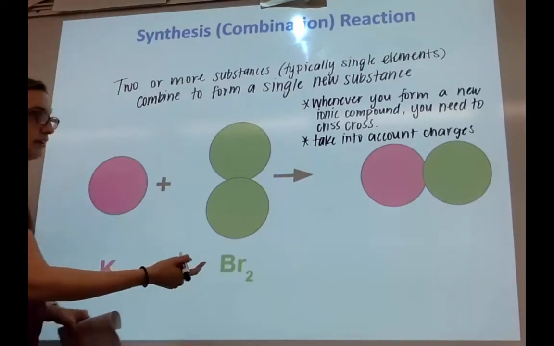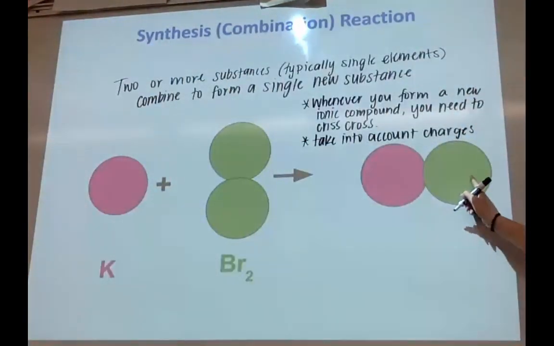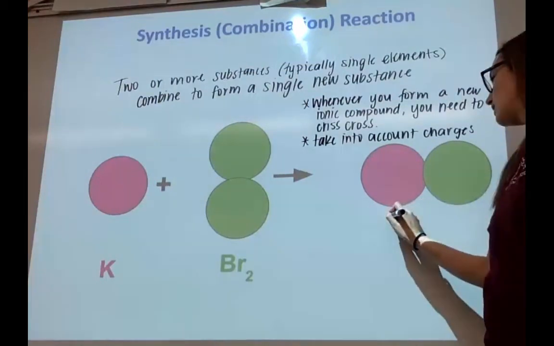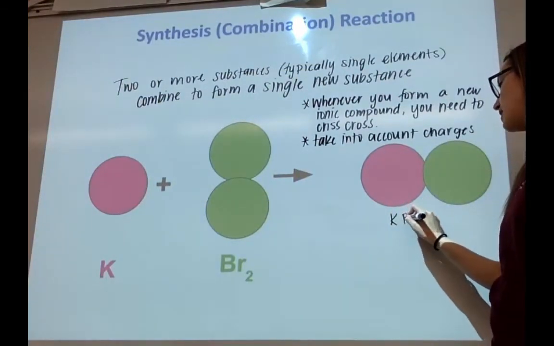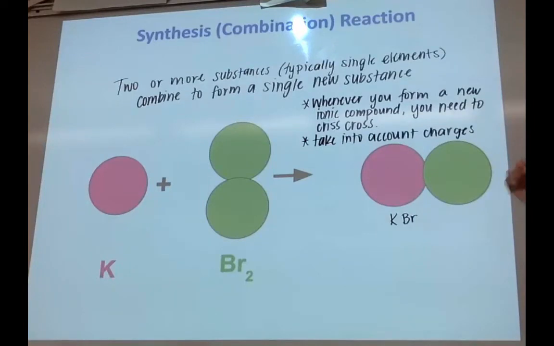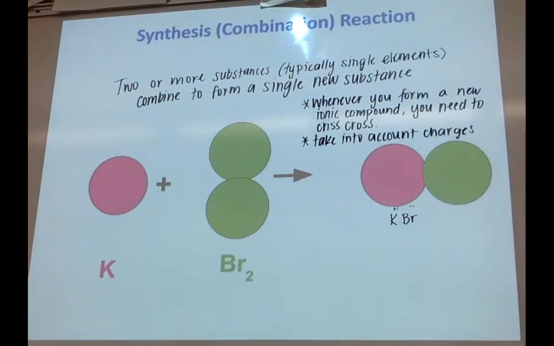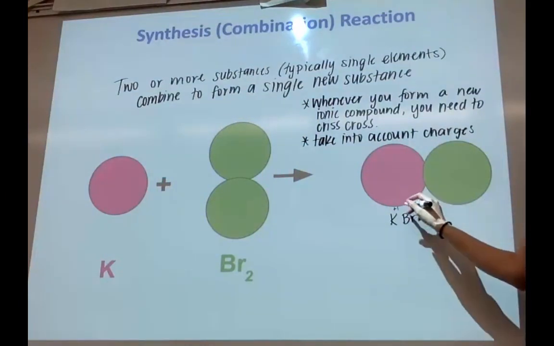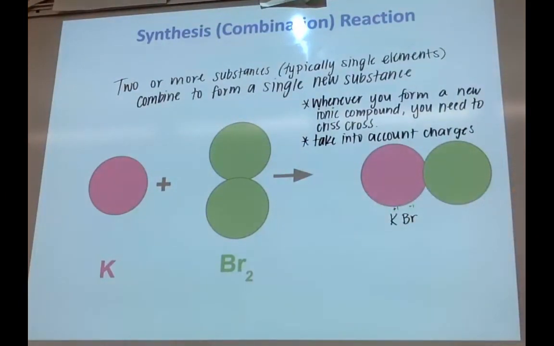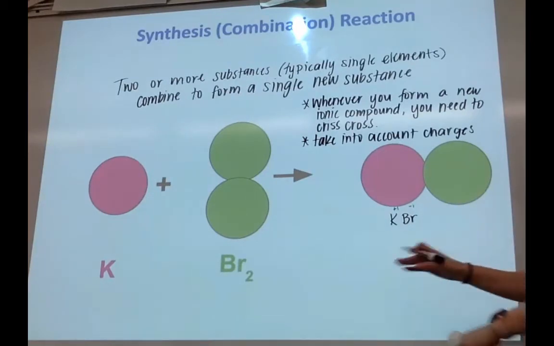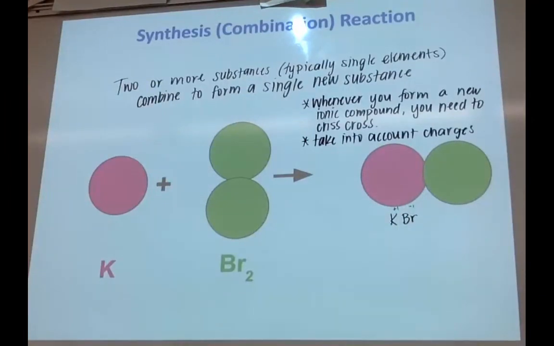So that's why here, notice how there's 1 potassium and 1 bromine. That's because we have K combining with Br. Take into account the charges. Potassium is +1, bromine is -1. When you crisscross, it's 1 and 1, it's just KBr. Now this isn't balanced, but we could go through and add coefficients to balance it, and we will do that in the examples, but you have to take into account the charges and crisscross.